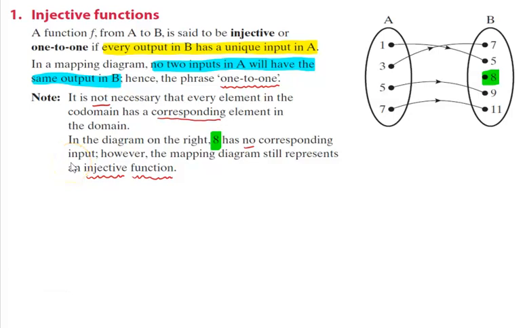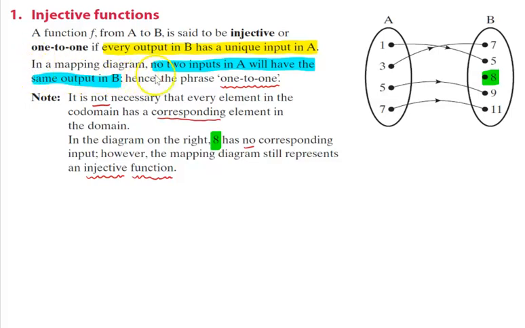Types of functions. This video will cover 3 types of functions: injective functions, surjective functions, and bijective functions. Injective functions. A function f from A to B is said to be injective or one-to-one if every output in B has a unique input in A.